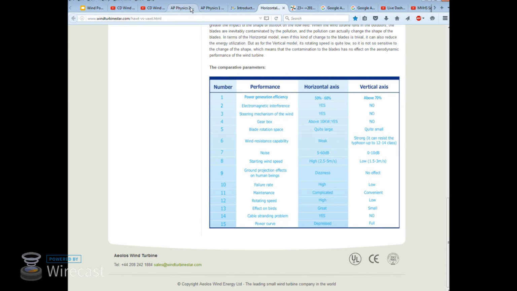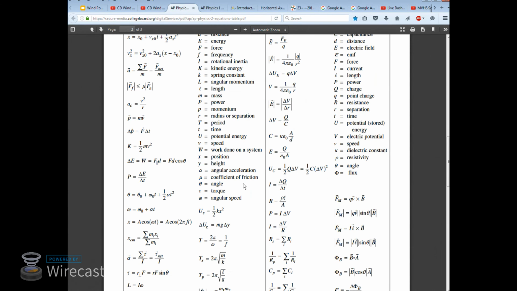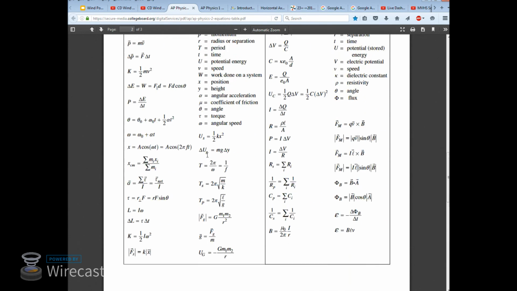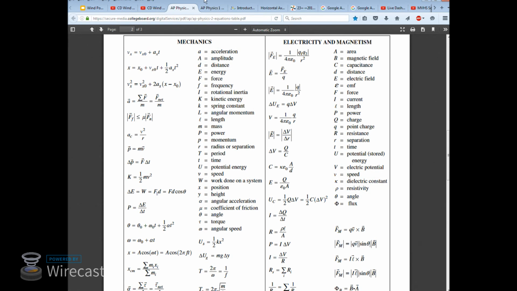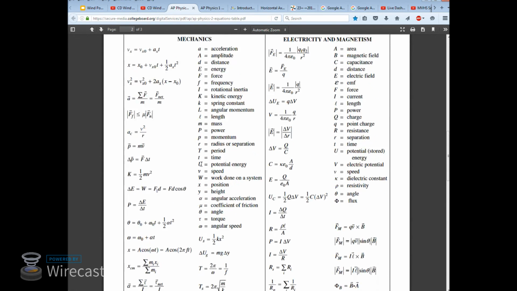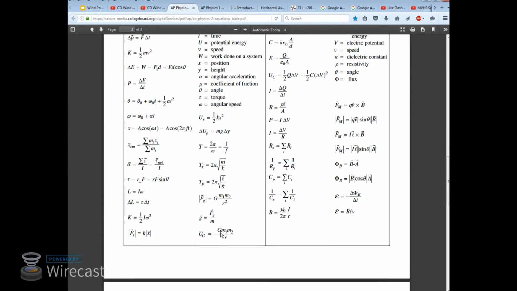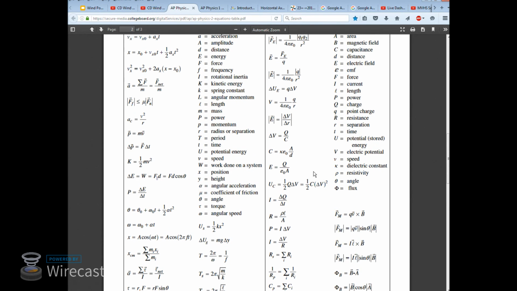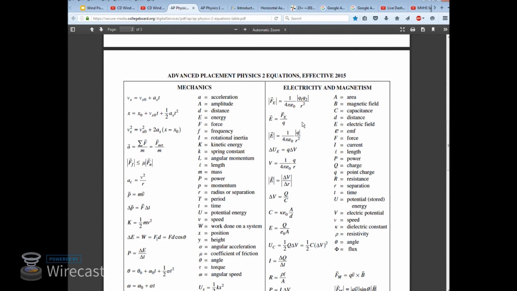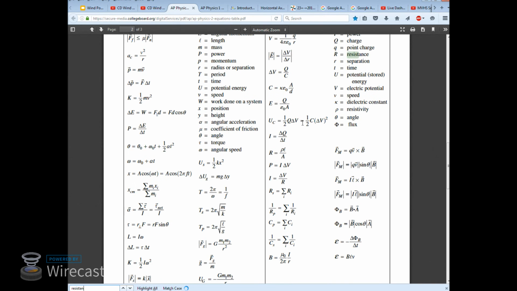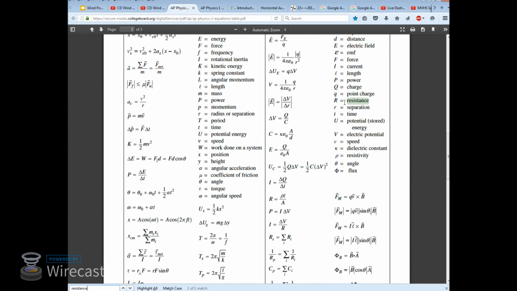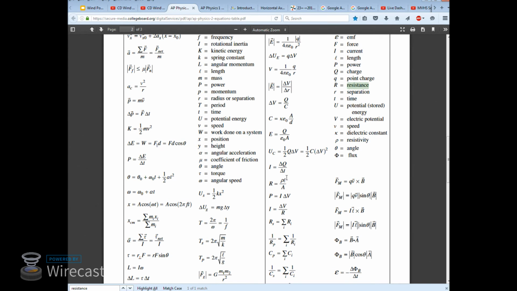You would also want to keep track of these formulas. I know it's a lot of formulas, but a lot of them will be relevant, and if you know all of these formulas, you should be able to answer most of the physics related questions, especially some relating to resistance. So yes, there will be a lot of questions on resistance.